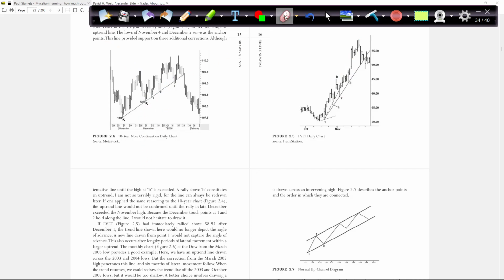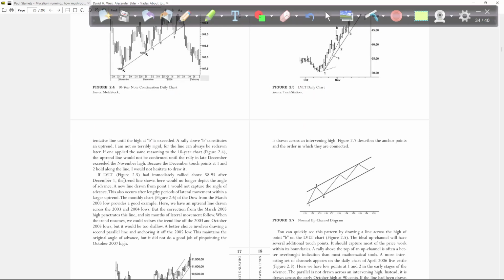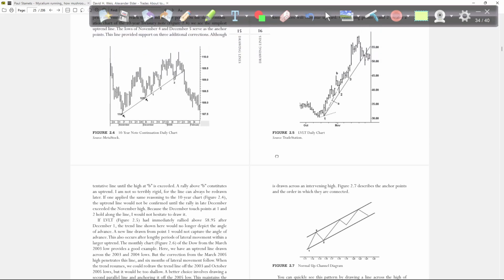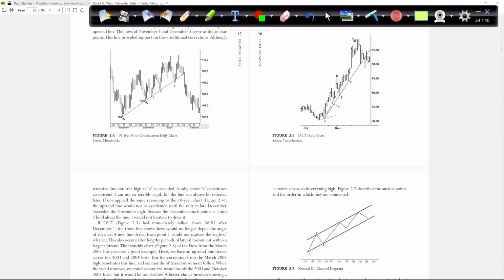So if LVLT figure 2.5 had immediately rallied above 58.95, this one, after December 1, the trend line here would no longer depict the angle of advance. A new line drawn from point 1 would not capture the angle of advance.